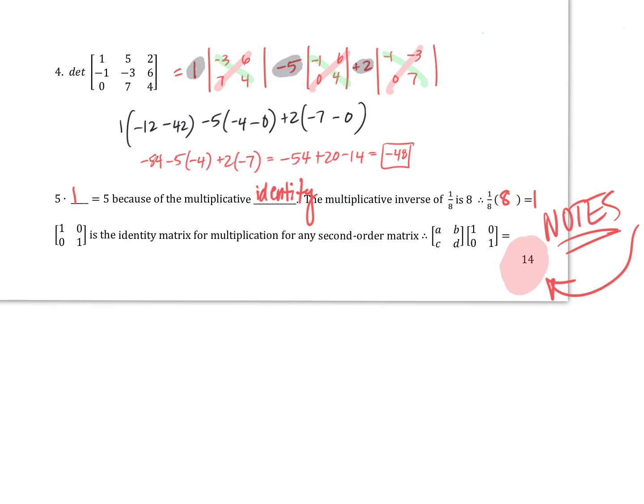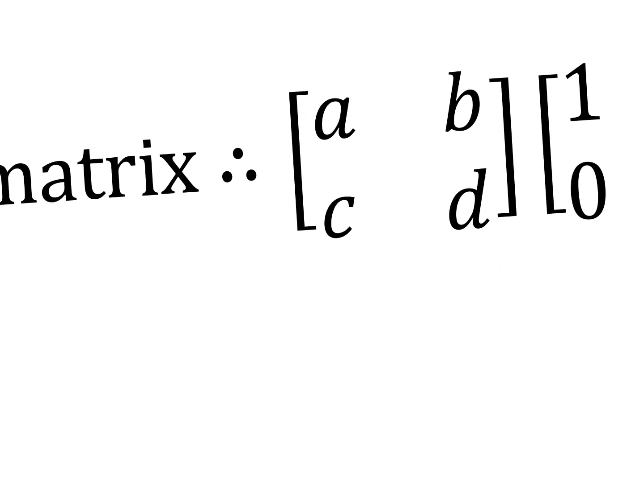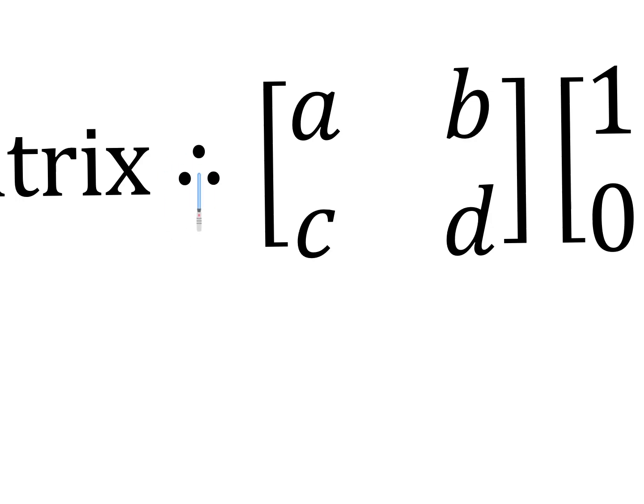Okay, so the identity for a matrix is in this form: 1, 0, 0, 1. This represents the fraction form of an inverse, okay? So it says the identity matrix for any multiplication for any second order matrix. Wow. Okay. Oh, first of all, does anyone know what this cute little triangle means? This means therefore in math. You won't really see this much until you take college math, but it goes boop, boop, boop, therefore.